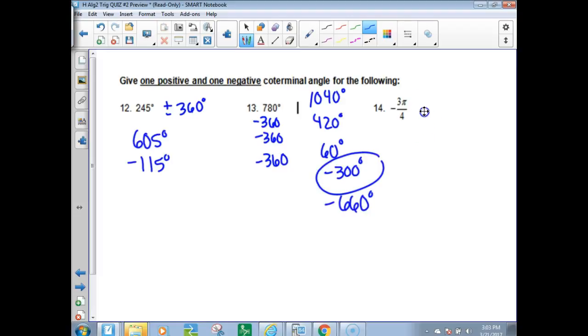Negative 3 pi over 4. We have to add or subtract 2 pi. Your answer has to be in radians. So what I do is I convert 2 pi into fourths. Multiply by 4, you get 8 pi. Okay, now I'm just going to do it. Negative 3 pi plus 8 pi would be 5 pi over 4, a positive angle that's coterminal with negative 3 pi over 4. And if I subtract 8 pi, I'm going to get negative 11 pi over 4.